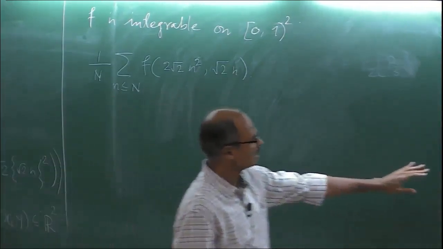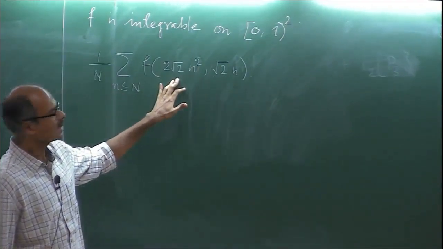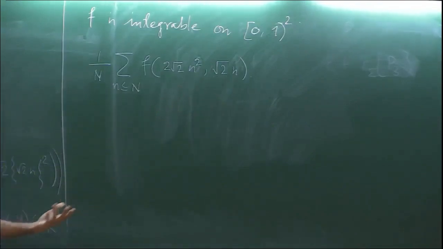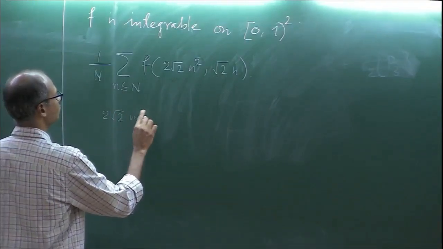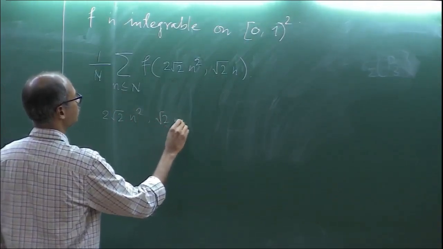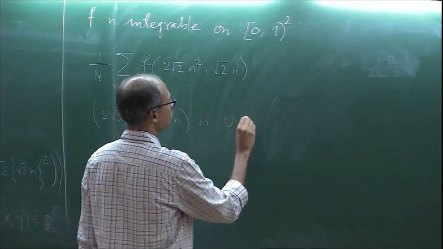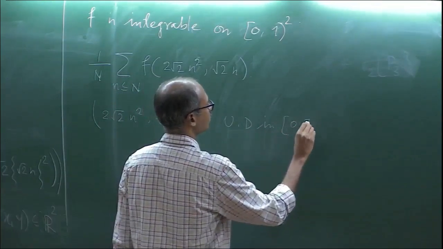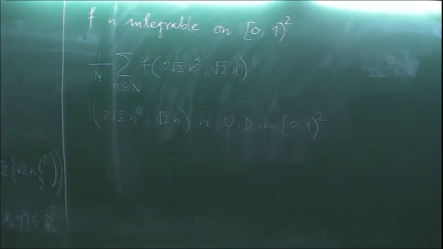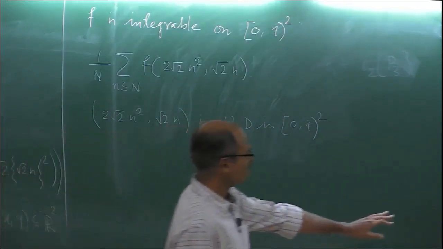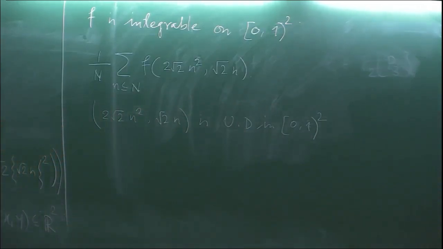Now we invoke Weyl's theorem in 2 dimensions. These 2 sequences are polynomial sequences and they have irrational coefficients, so they are equidistributed. So 2 square root of 2 n square and square root of 2n is uniformly distributed in the box, from Weyl's theorem in 2 dimensions. It is uniformly distributed, and that is what we are going to use.